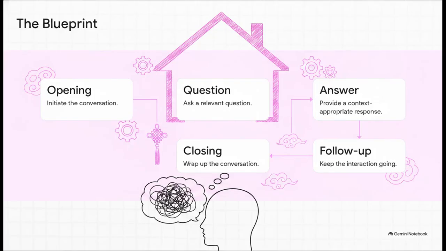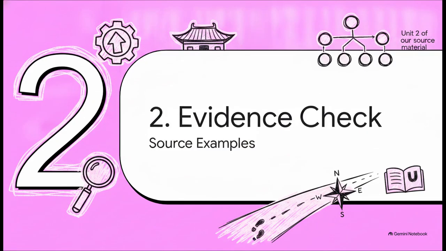So if we take an architectural approach here, we can actually treat a Mandarin dialogue exactly like building a house right from the ground up. Pretty much every everyday conversation maps onto 5 specific, highly reliable structural blocks. You got your opening, a relevant question, a context-appropriate answer, a follow-up, and finally a closing. And this brilliantly illustrates that by viewing interactions through these 5 exact steps, your cognitive overload just drops instantly. You don't have to panic about what to say next because you just look at what block comes next in the blueprint. Moving right along to Section 2, Evidence Check, Source Examples from the Airport.